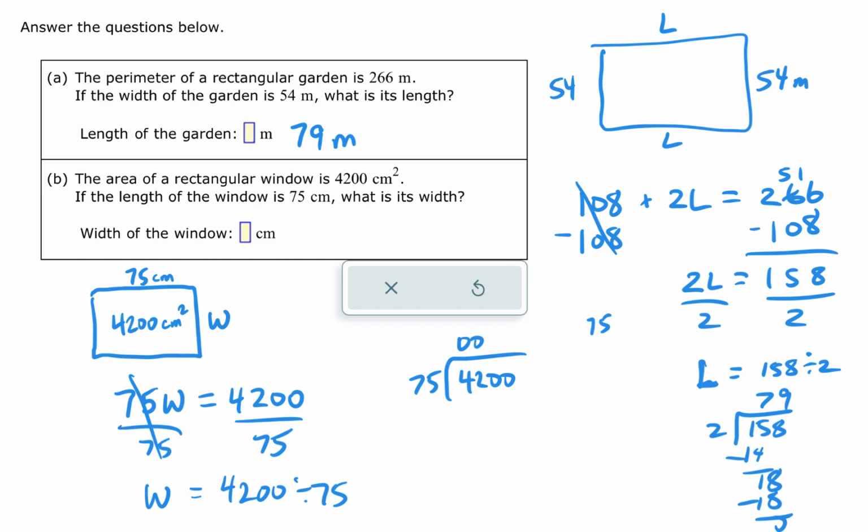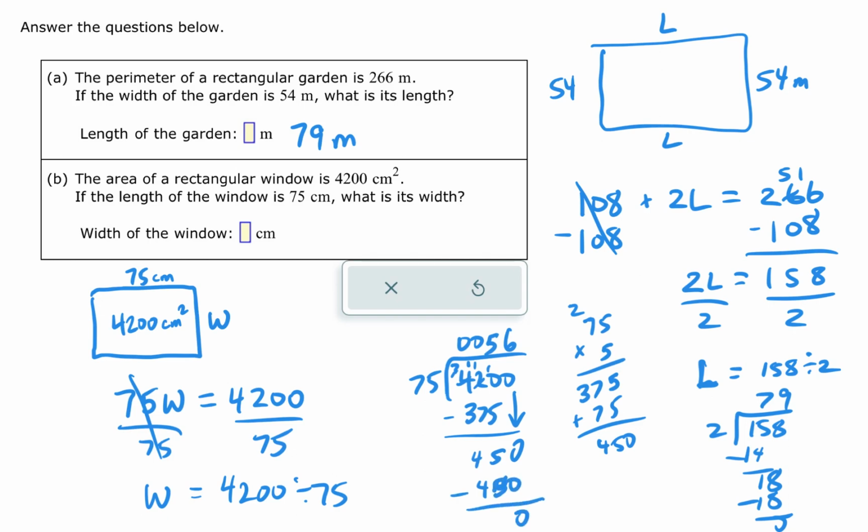Oh, let's see, 75 might go into 420. How many times? Maybe 5 times? Let's find out. I think that may be too many. 35 and 2 is 37. Nope, it's not. So 5 times. Do some regrouping and subtraction here. 11 minus 7 is 4. And bring down our last one. And I know this is going to be 6 because if I add another 75 here, I'll get 450. So I'll have no remainder here. And our width of the window is 56 centimeters.